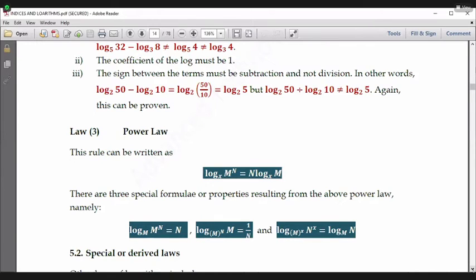What is 2 cubed? 8. 2 cubed is 8, isn't it? So log to base 10 of 8, just read log of 8. What is the answer? 0.9031. 8 is the same as 2 cubed, isn't it?